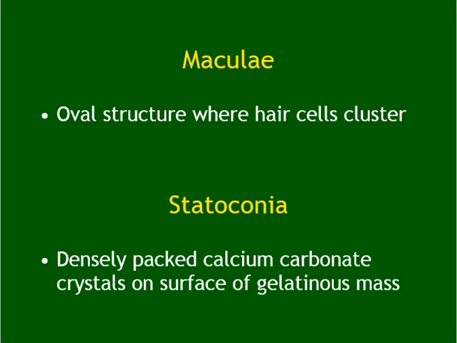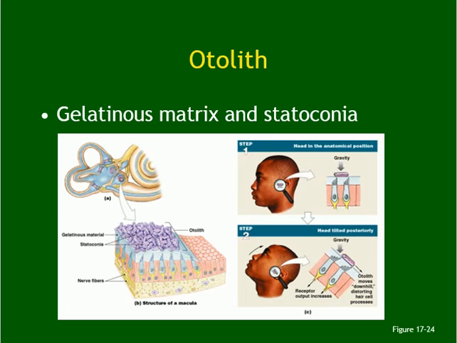The clusters of the hair cells are called the maculae, and there are some calcium carbonate crystals that are densely packed, and this is called the statoconia, at the top of the surface of the gelatinous material. And this is how we do the equilibrium.